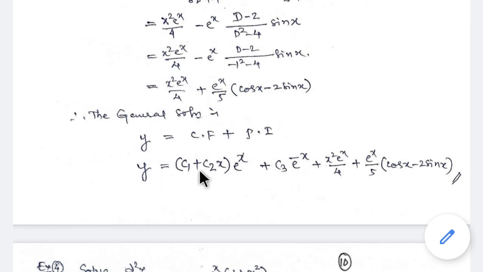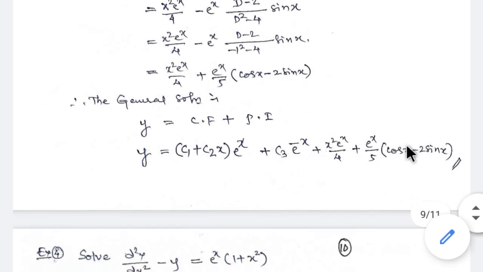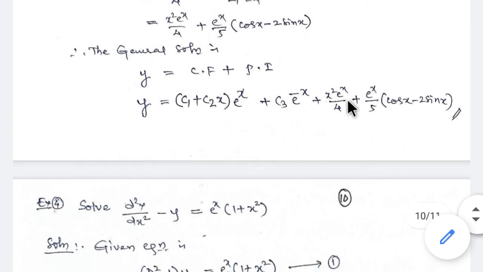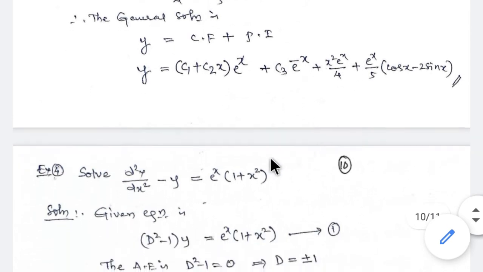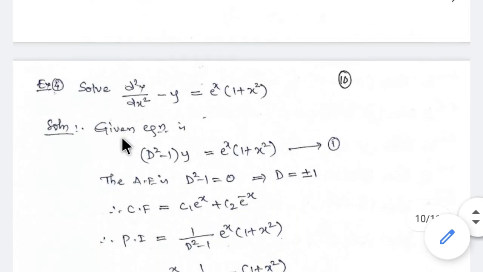So y is equal to the complementary function, c1 plus c2x into e raised to x plus c3 into e raised to minus x, plus the particular integral you just got, x square into e raised to x divided by 4 plus e raised to x by 5 into bracket cos x minus 2 sin x. Okay, this is the third example. So one more example I want to explain to you, that is example number 4.